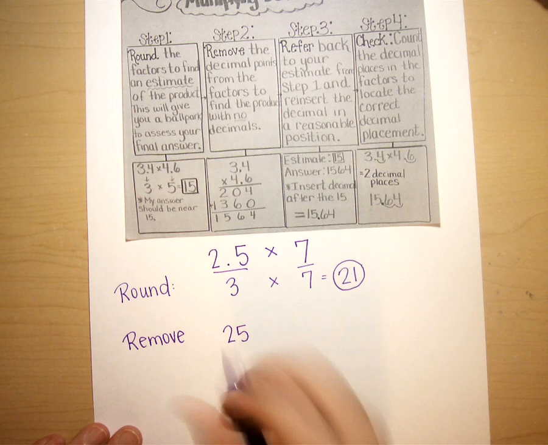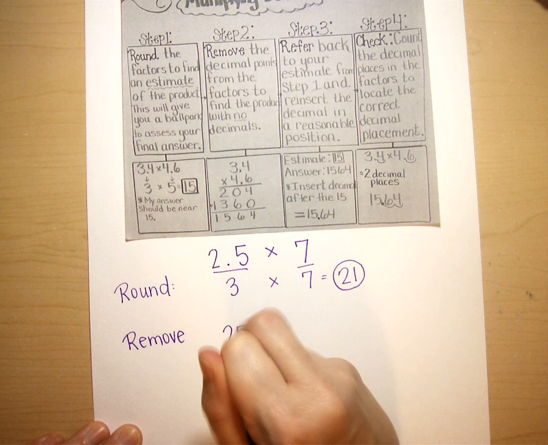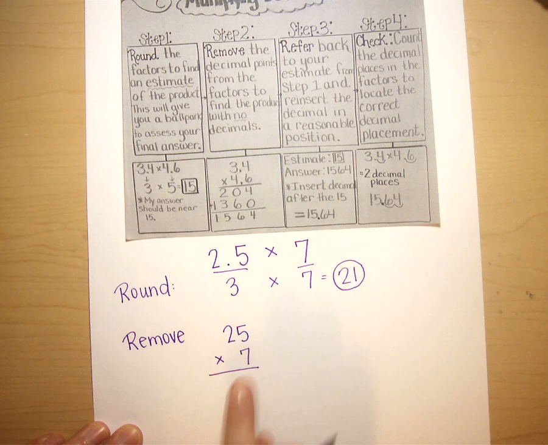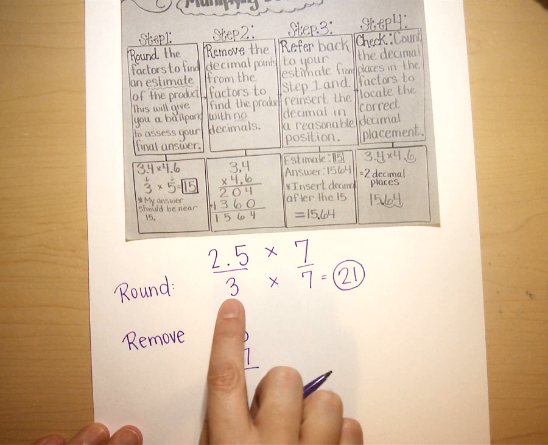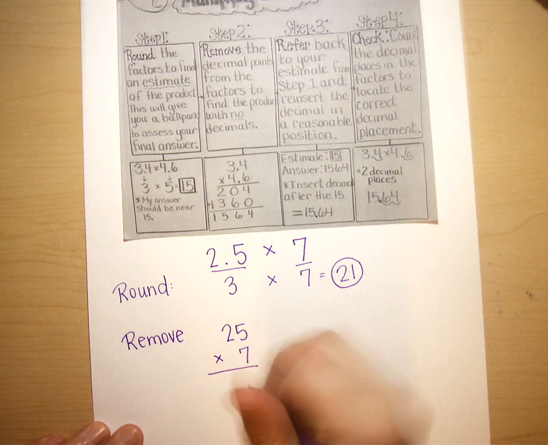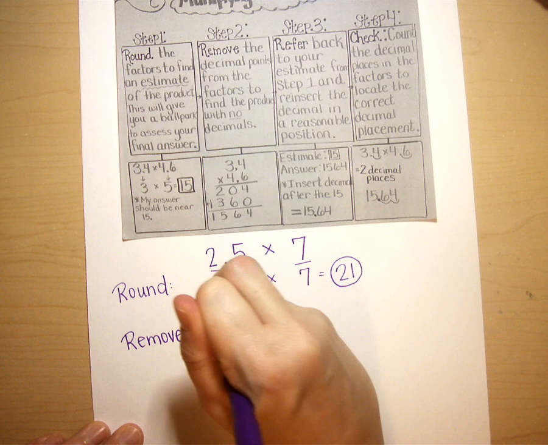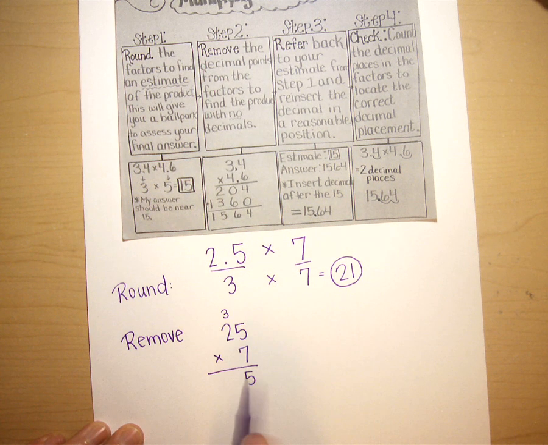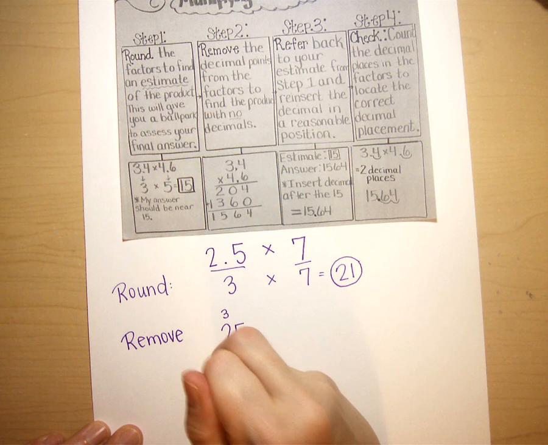So I've got 25. I'm going to times that by 7. And this is also why we did so much work with rounding before and the standard algorithm for multiplication. So 7 times 3 is 35. Then 7 times 2 is 14, plus 3 is 17.